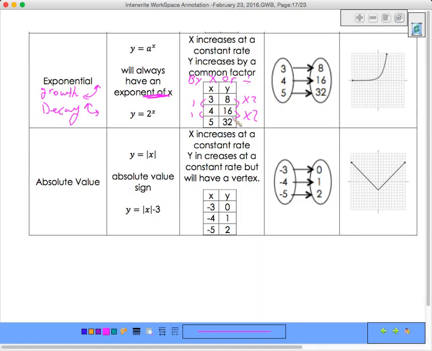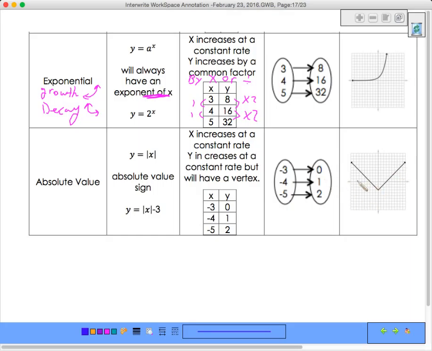This map is just this table written as a map. 3 goes to 8. 4 goes to 16. 5 goes to 32. So it's the exact same thing. Okay, so if your y's are changing by multiplication or division, it's growing or decaying exponentially. It's an exponential function. And the last one we talked about was absolute value.